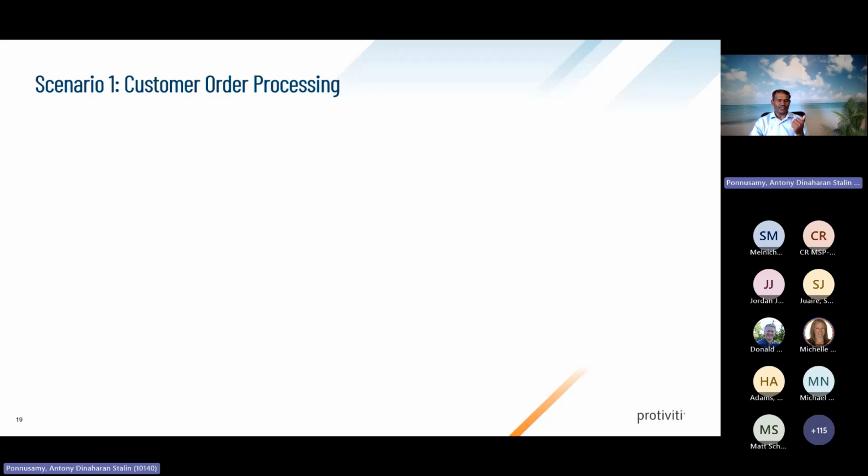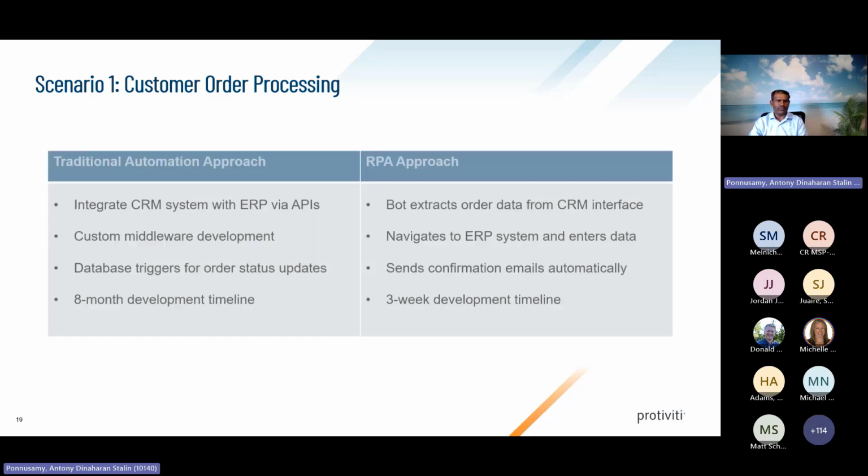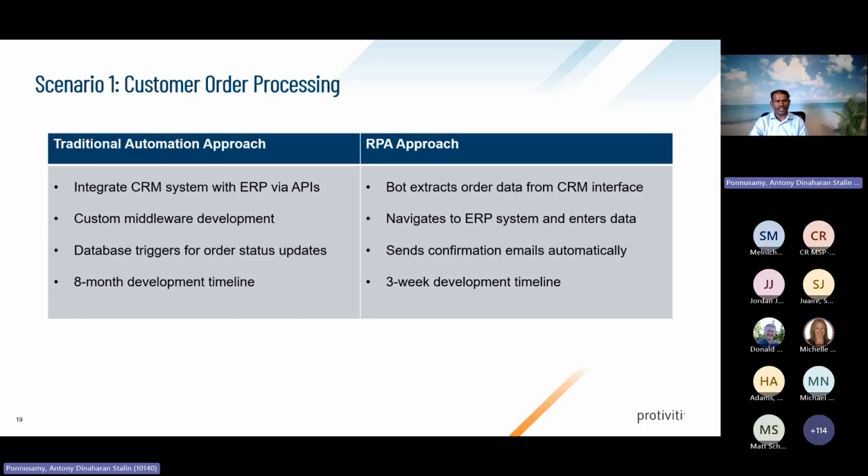So, okay, we'll take a scenario. One is customer order processing. In this customer order processing, we are going to see what it takes for a traditional approach and the RPA approach. When it comes to the traditional approach, say for example, you are integrating the CRM and ERP systems through the API side.